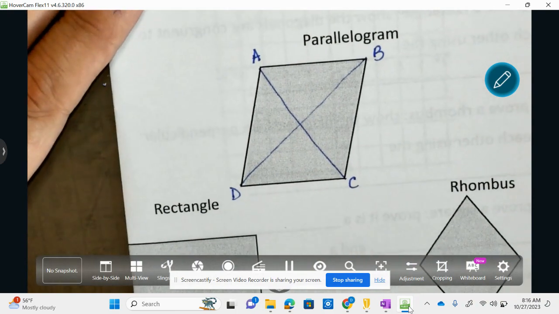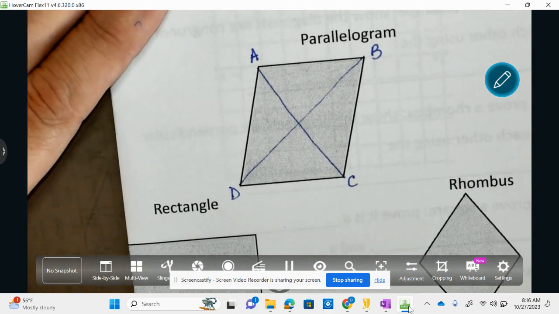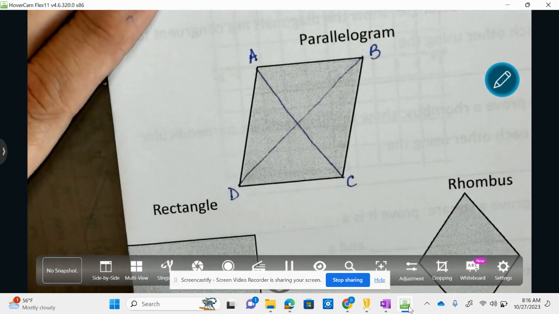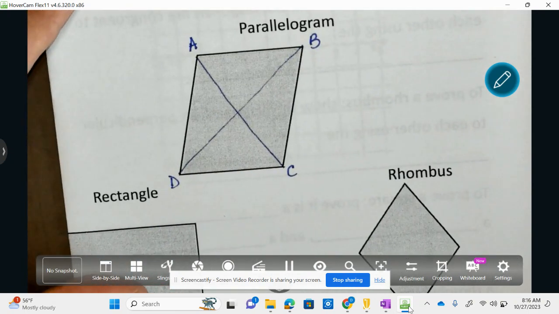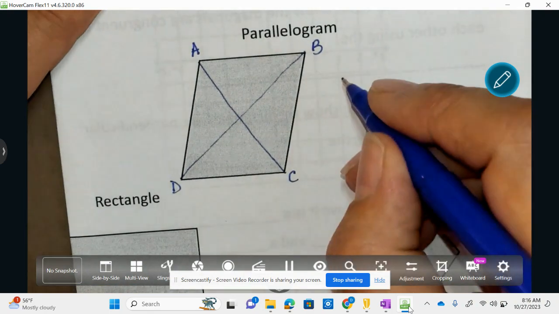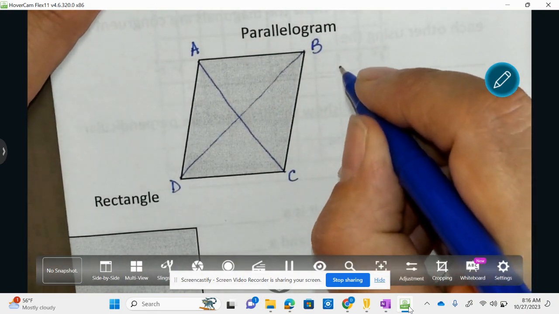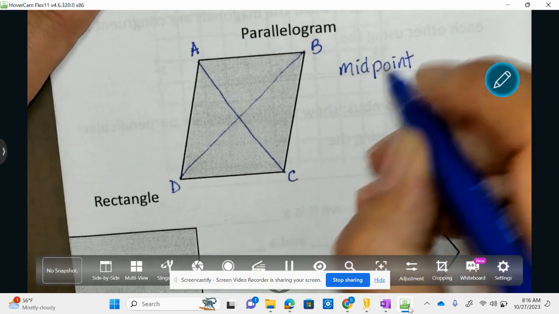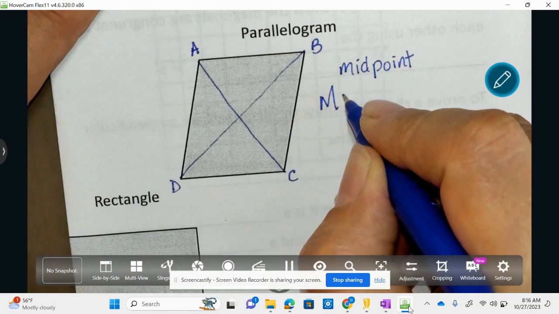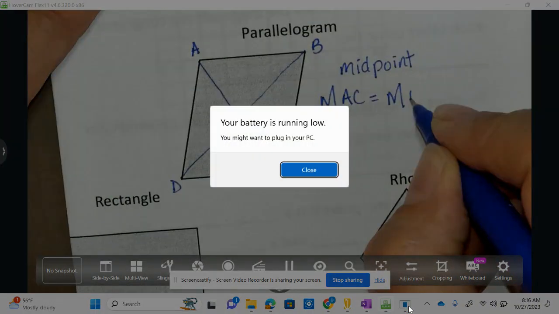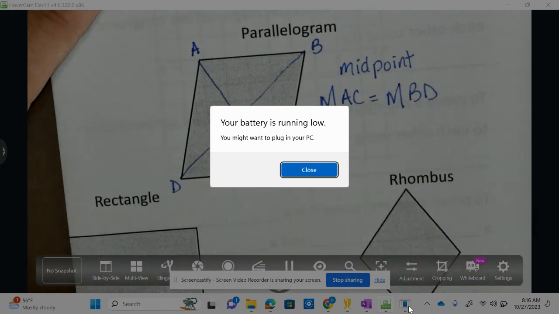So if we want to prove that a quadrilateral is a parallelogram, what method did we use? Do you guys remember? Well, we used the midpoints. So we're going to show that the midpoint of AC equals the midpoint of BD. And we're not going to do it here.